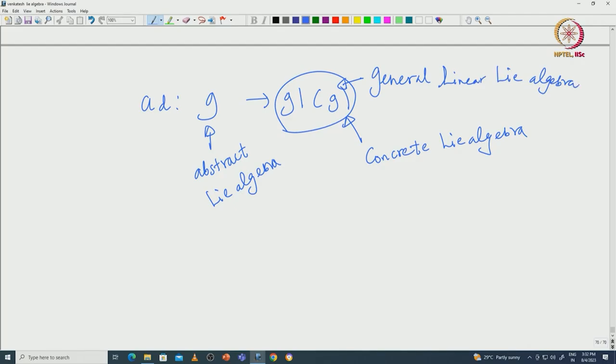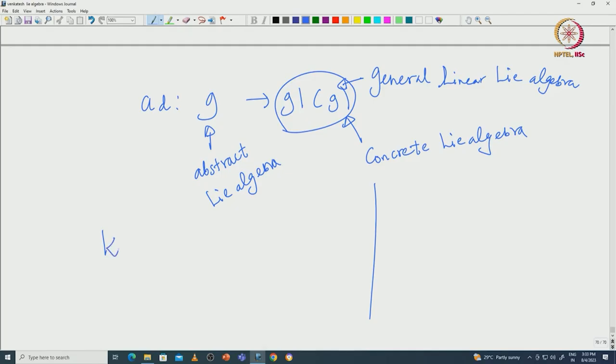Suppose this g becomes isomorphic to some subalgebra of gl(g), then we can do lots of computations, and that will be useful. But it is not always true. Actually, it is true for finite dimensional Lie algebras over complex numbers. But in general, it is not true for any Lie algebra that g can be embedded inside some general linear Lie algebra. But here, in this particular map, which is like a God-given map for us, the adjoint map, this adjoint map actually embeds g modulo the kernel of the adjoint map.